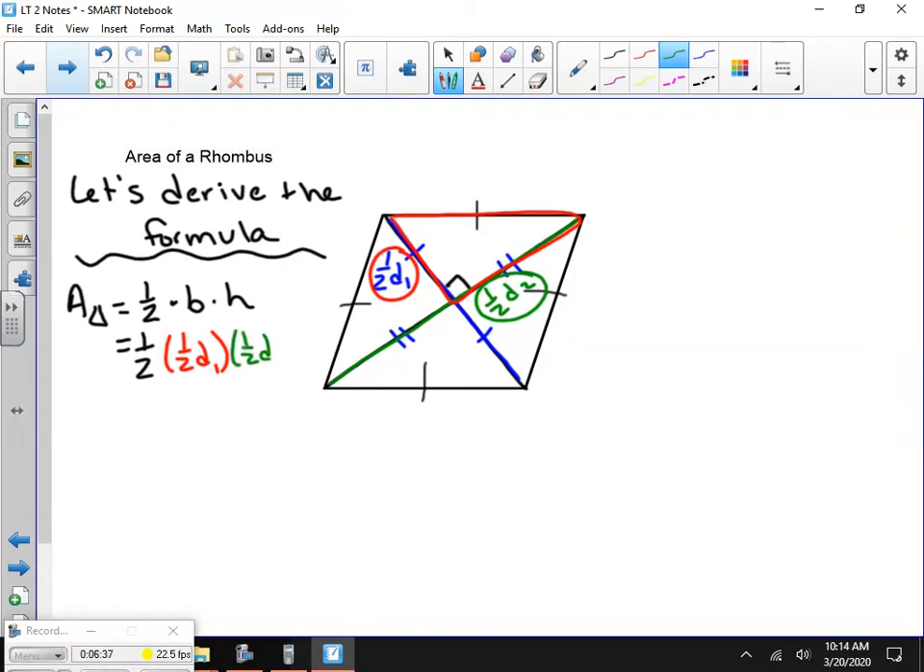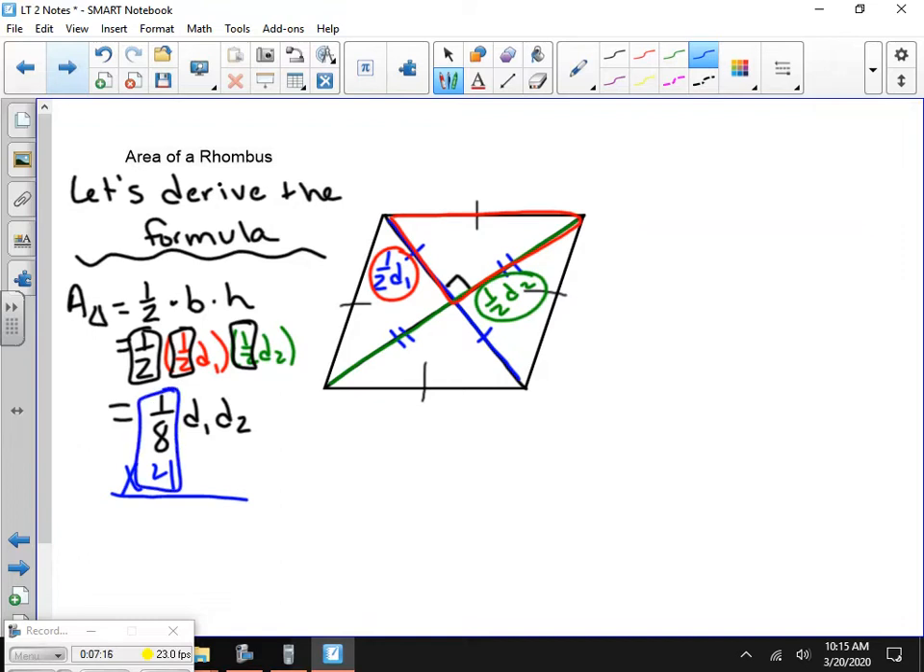Okay, if I were to simplify that all down, I could multiply all the halves by each other and I get 1/8. Diagonal 1 times diagonal 2. But that's only the area of one triangle, and I want the area of the rhombus. So all those triangles I know are going to be congruent because I have side angle side. So that means all the areas are congruent, and I can just multiply this by 4 because I have 4 triangles inside my rhombus. When I do 1/8 times 4, I actually get 1/2, and we still have diagonal 1 times diagonal 2. So that's the area of a rhombus.